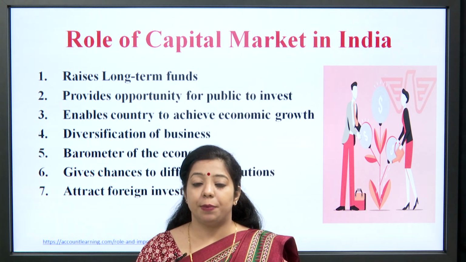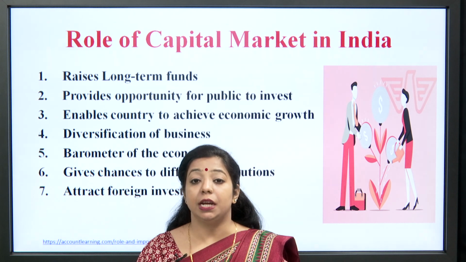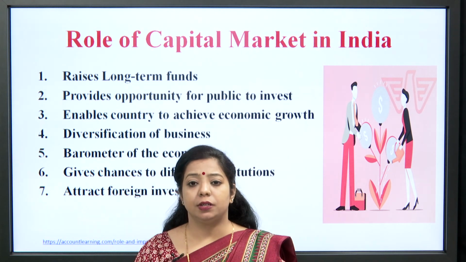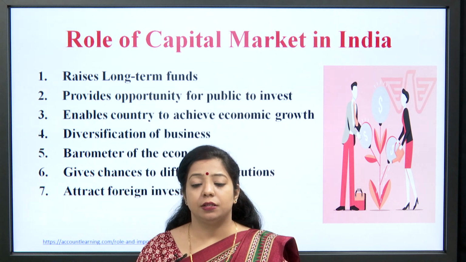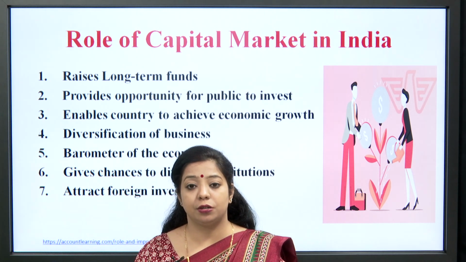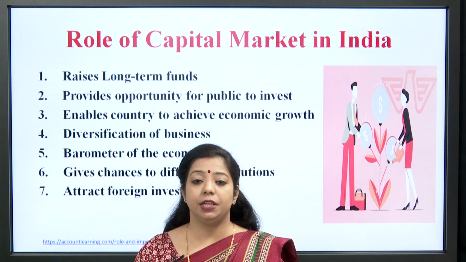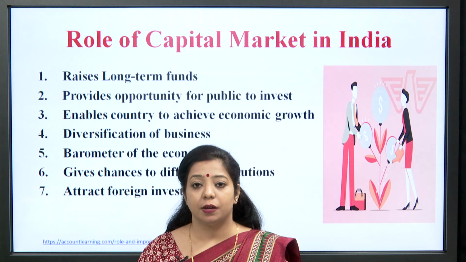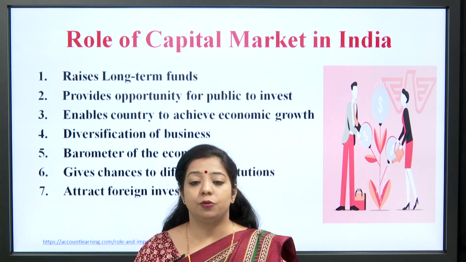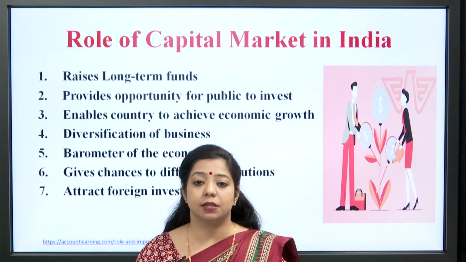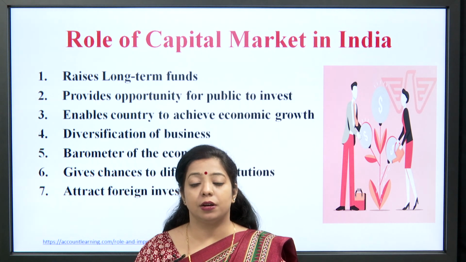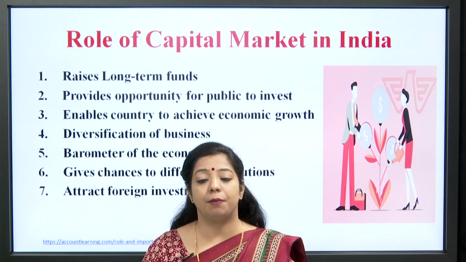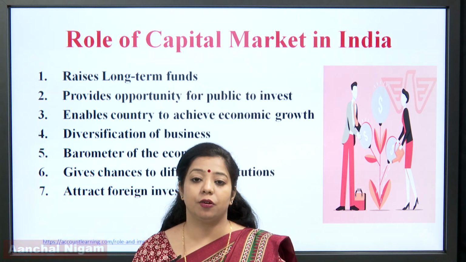Next, the capital market enables the country to achieve economic growth. Everyone can go and check the security prices, the share market and the company's position by means of consolidated balance sheets also. But it is very important to have an idea through the analysis of Sensex or Nifty 50. The charts will show everything about the market trend that is going on.